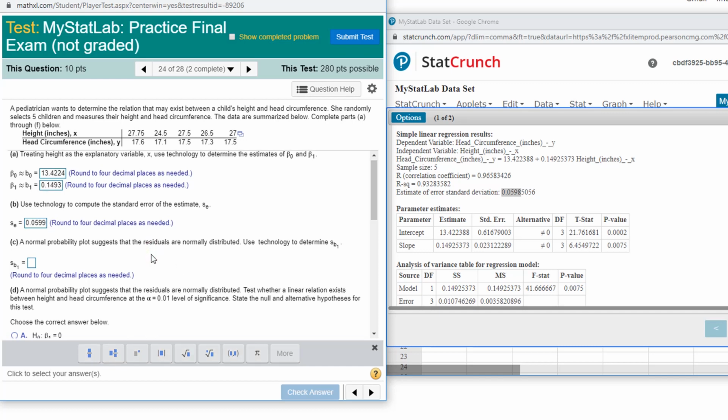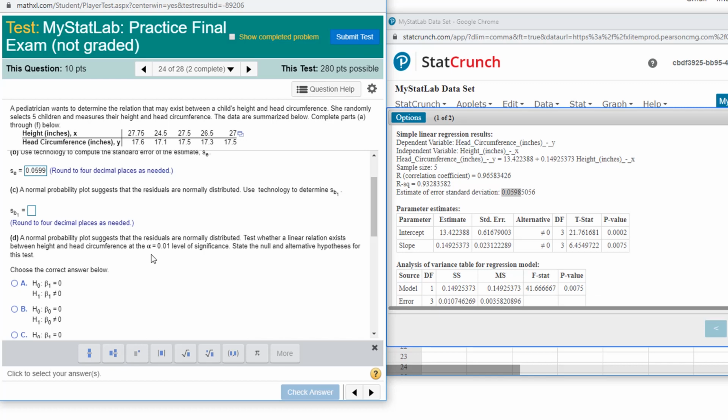Now I'm told a normal probability plot suggests the residuals are normally distributed. Now we're going to get SB1, which is the standard error of B1. That's the standard error of my slope estimate. And that's given in the table. And if I want 4 decimal places, I can copy those over because I don't have to round this one up.